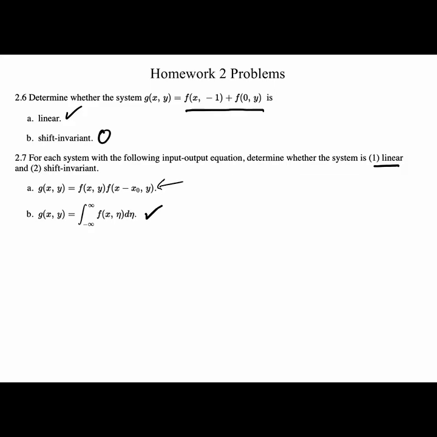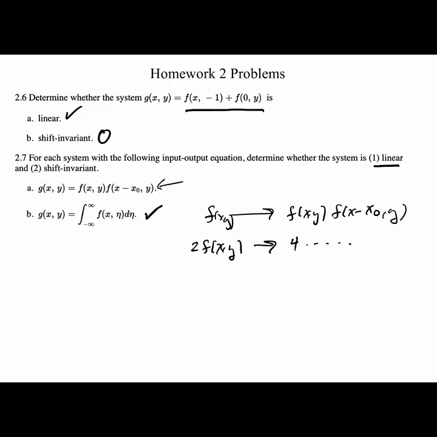Well, so here's the thing. Let's say I come in with f, right? Let's do the scaling part. So if I put in f of x,y, I get out f of x,y times f of x minus x naught, y, right? Okay, so now let's say I put in 2f of x,y. What is this going to give me out? It should give me 2 times all that stuff, but what does it actually give me out? It's going to give me 4 times all that stuff. But it should give me 2 times all that stuff, right?